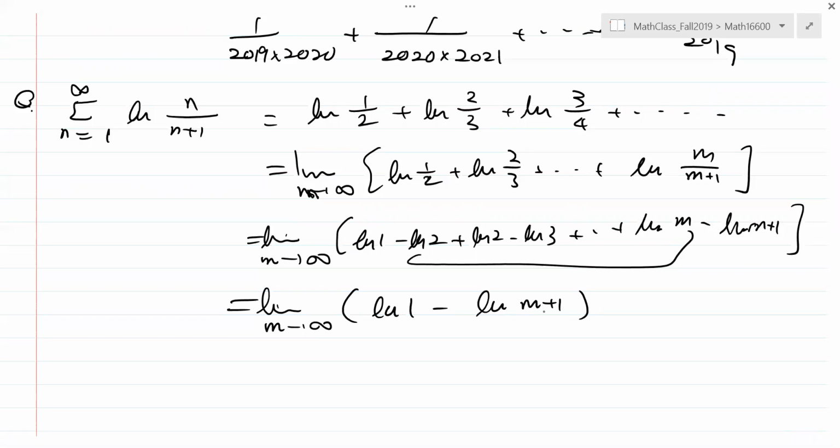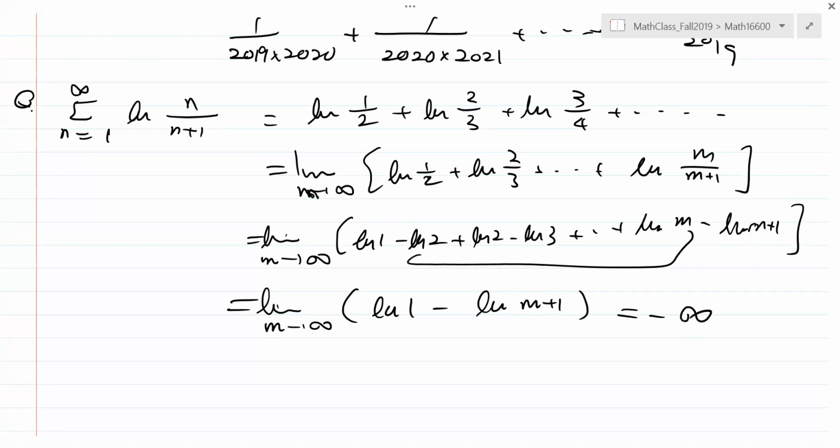Do you understand the natural log? The first term is 0, right? The second term, natural log of m plus 1. Natural log of m plus 1 approaches positive infinity. So it's a negative sign, so the answer is negative infinity, okay? So it's divergent.